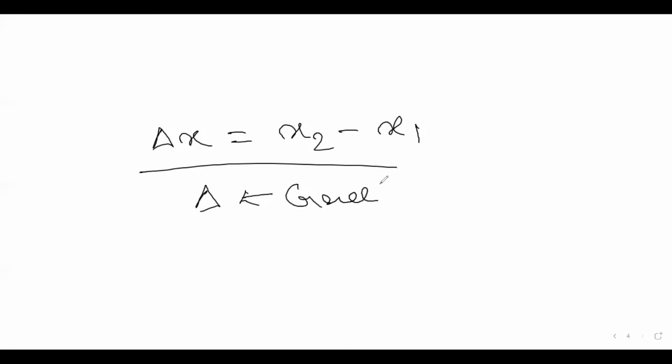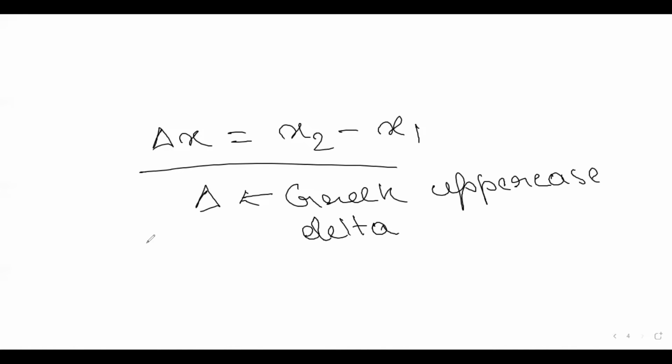This is the Greek uppercase delta, and this actually represents a change in a quantity, and it means the final value of that quantity minus the initial value. Okay, so displacement and distance, there is a huge difference between them.